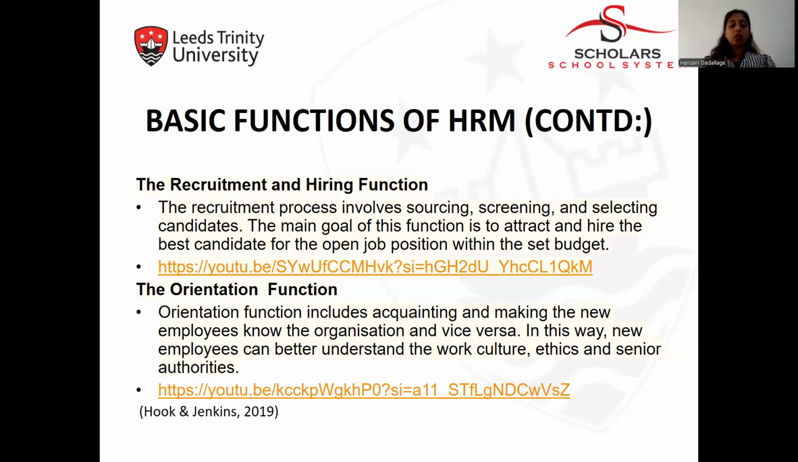The next function is the orientation function. Orientation function includes acquainting and making the new employees know the organization and vice versa. So once a new employee is hired to the job, the employee is new to the organization and to the job. So it is important to familiarize the employee with the organization so that he understands the organization setting and even the other employees. So it helps the employee to work better. In this way, new employees can better understand the work culture, ethics, and senior authorities.